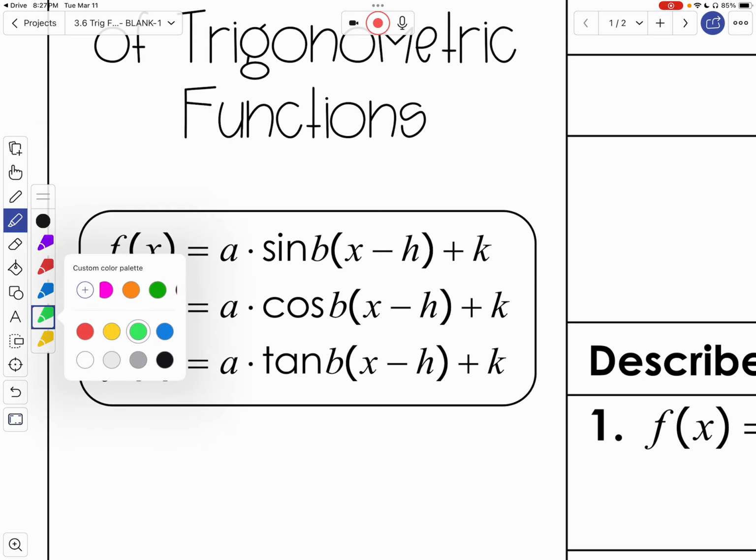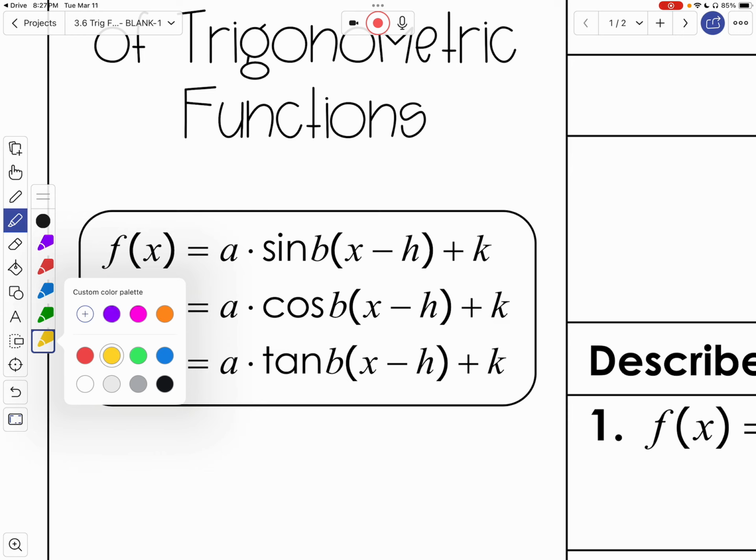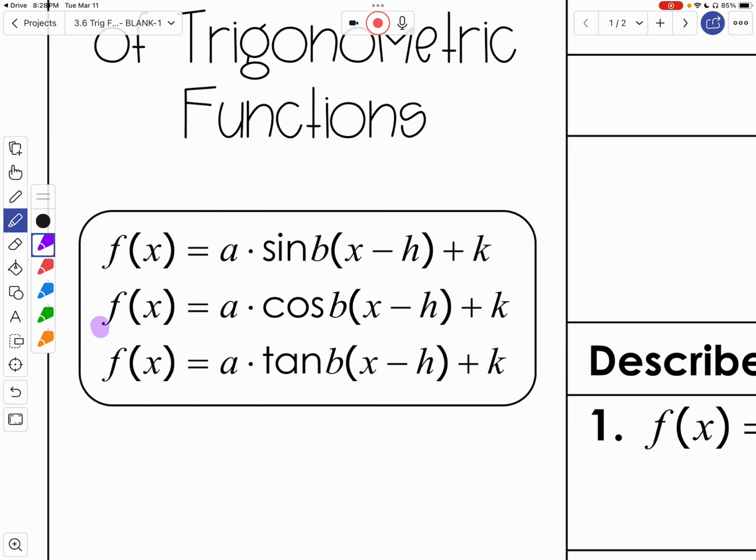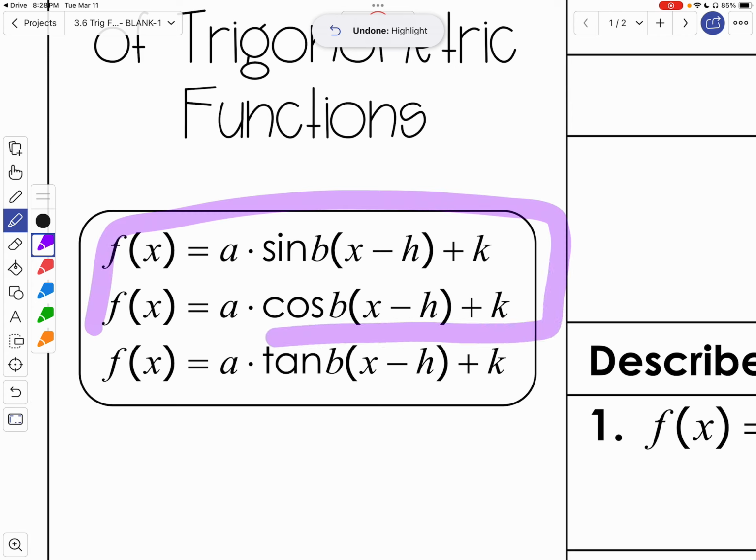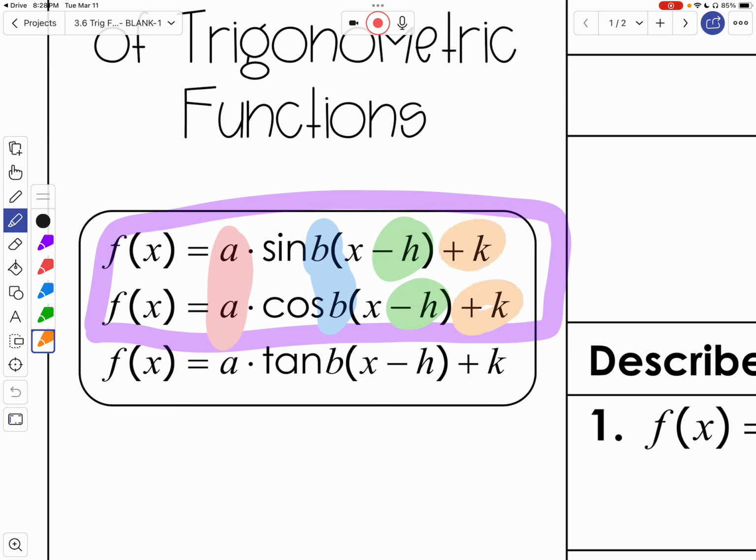The transformations work for tangent, but we're not going to graph tangent. So we're focusing on these two functions today. Notice each of them contain an a value. Each of them contain the b value that we studied the other day. Now we're going to introduce an h value and a k value. The h's and k's are the same h's and k's that you have seen multiple years through multiple different transformations.